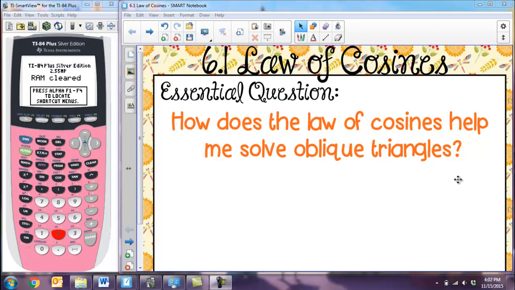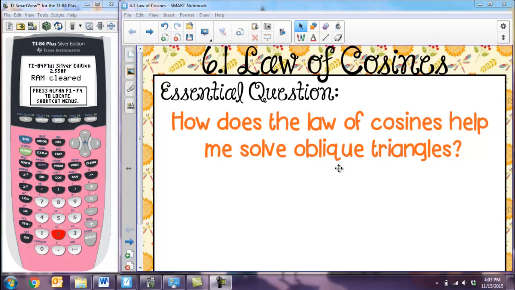Hey guys, today we are going to start our next unit, and it is about the law of sines and the law of cosines. So we're going to start with the law of cosines, and we're going to ask ourselves, how does the law of cosines help me solve oblique triangles? And an oblique triangle, all that means is that you're looking at a triangle that's non-right.